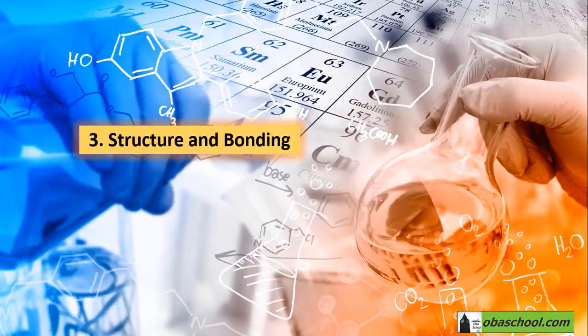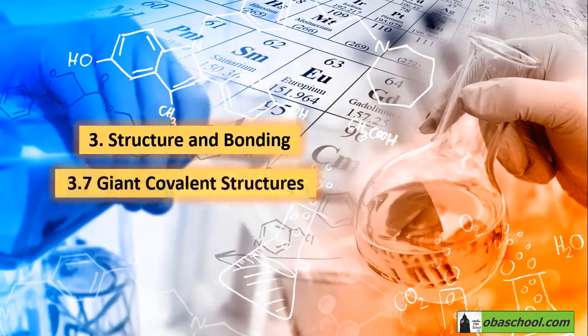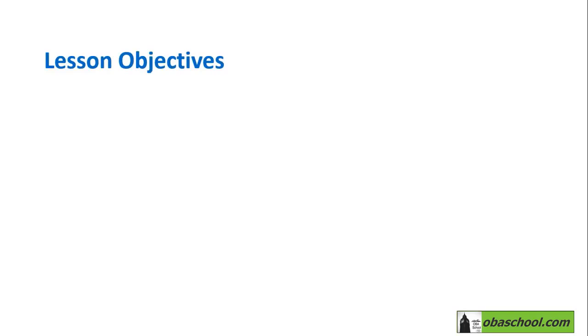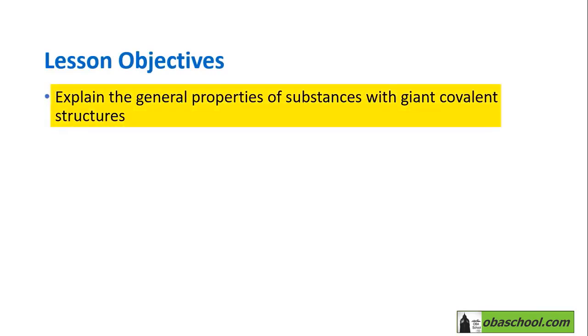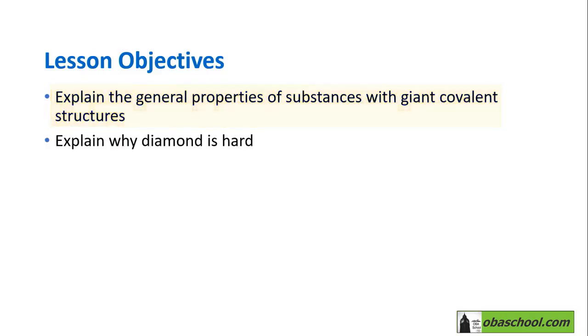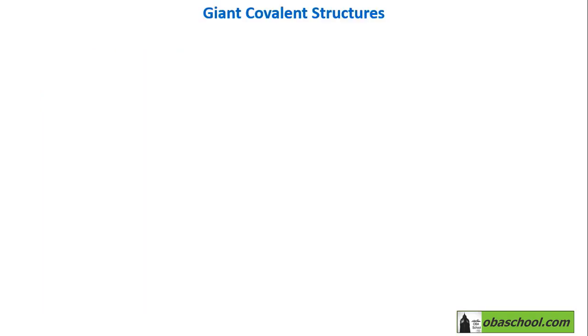Welcome back to Chapter 3, Structure and Bonding, Section 3.7, Giant Covalent Structures. By the end of this tutorial, you will be able to explain the general properties of substances with giant covalent structures and explain why diamond is hard. We will begin by discussing giant covalent structures.